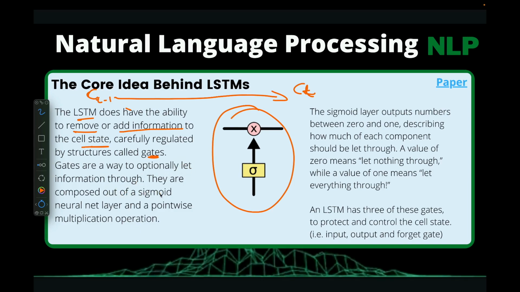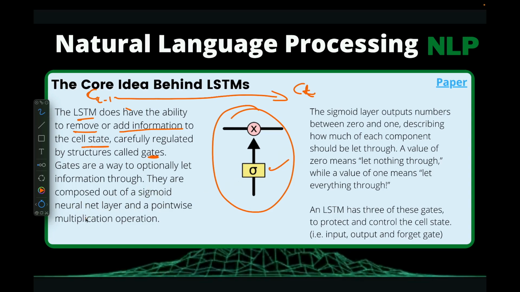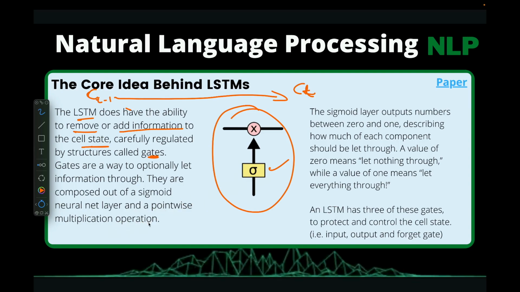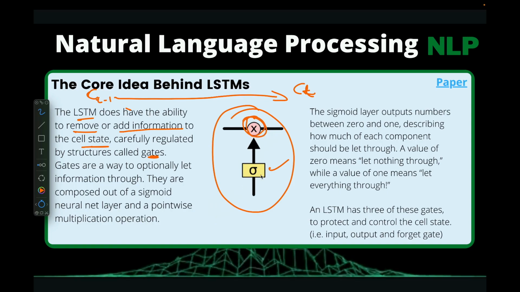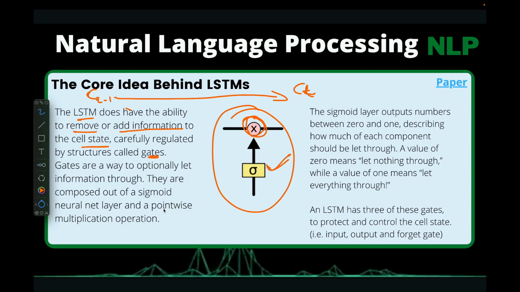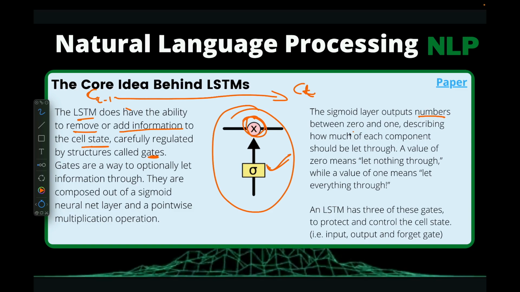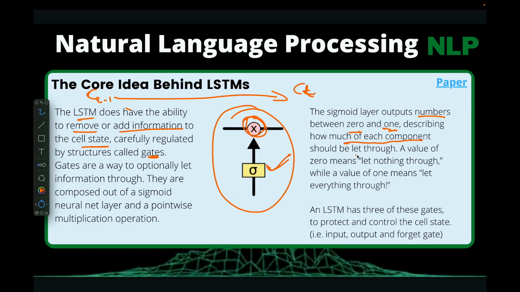They are composed of a sigmoid, which is a sigmoid neural net layer, and that is what I showed you, and a pointwise multiplication operation. This pointwise multiplication operation together with the sigmoid neural net layer forms what we refer to as the gate. Now let's see the function of this one. The sigmoid layer outputs numbers between 0 and 1, describing how much of each of the components should be let through.